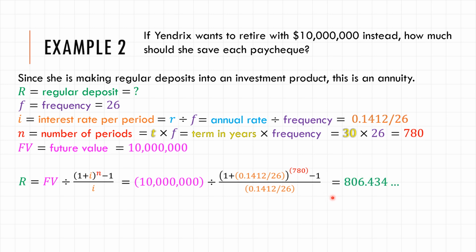Well, hopefully you found that the answer was the same as mine, $806.43. That's how much she would need to save bi-weekly instead of 500, which is quite a bit more. But if she does that and she gets this interest rate, she should end up with $10 million at the end of 30 years.